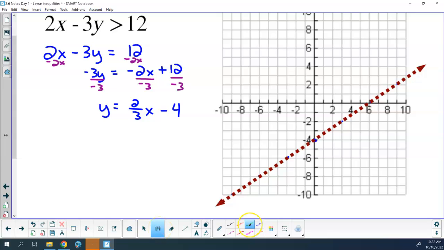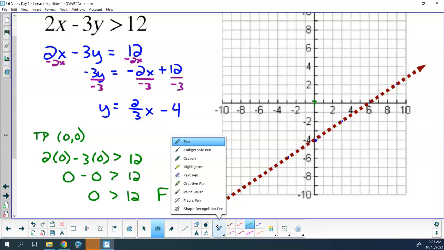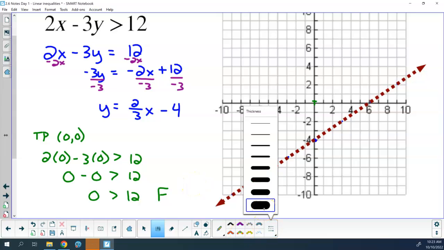I didn't go through the origin, so I'm going to test the origin. 2 times 0 minus 3 times 0 is greater than 12. 0 minus 0 is 0. And is 0 greater than 12? That's a hard no, right? So that is false. So therefore, I now shade on the other side.